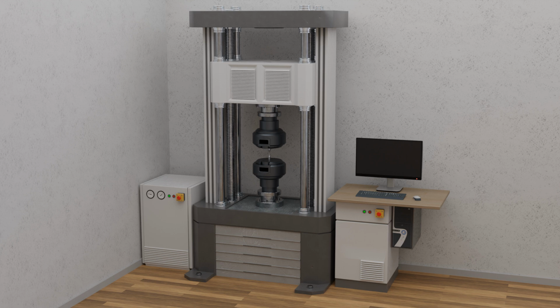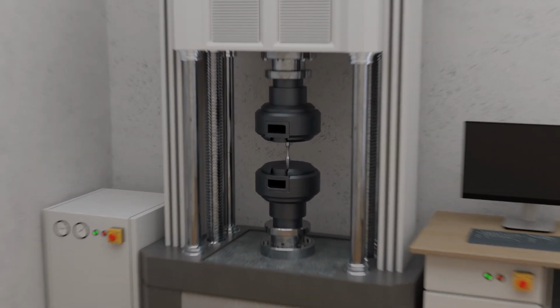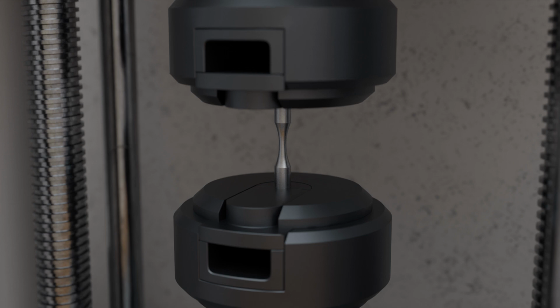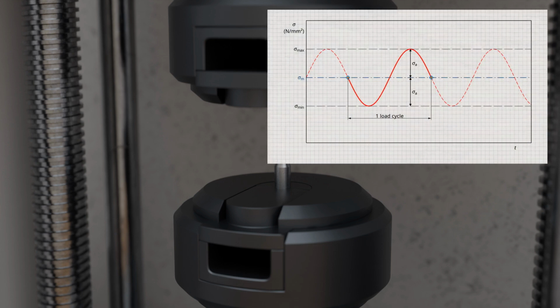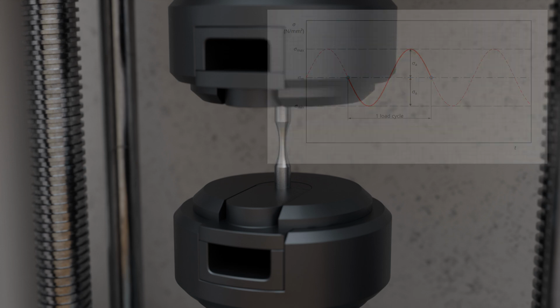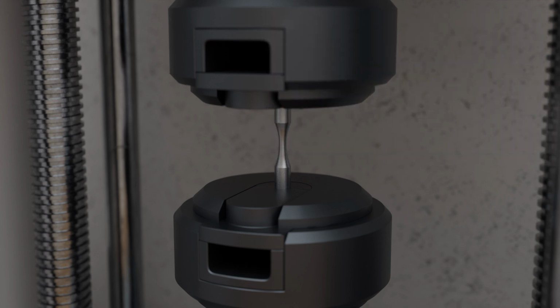In order to examine the strength of materials under constantly changing load, the so-called fatigue test is carried out. In this test, a sample is periodically subjected to tensile and compressive stress with a certain stress amplitude. The cycle through which the sample is subjected to a complete tensile and compressive load is referred to as a load cycle. It is now measured how many load cycles a sample can withstand until failure.